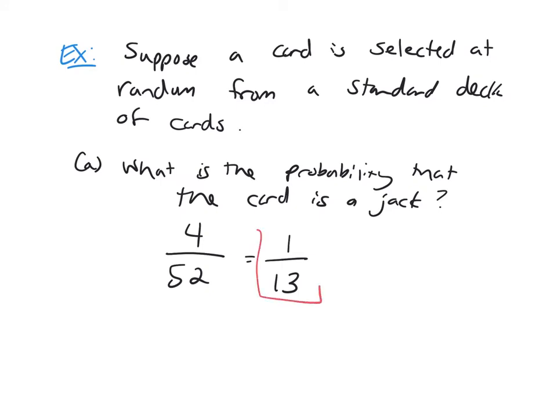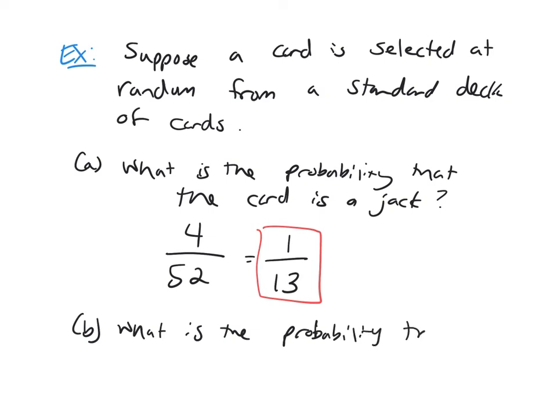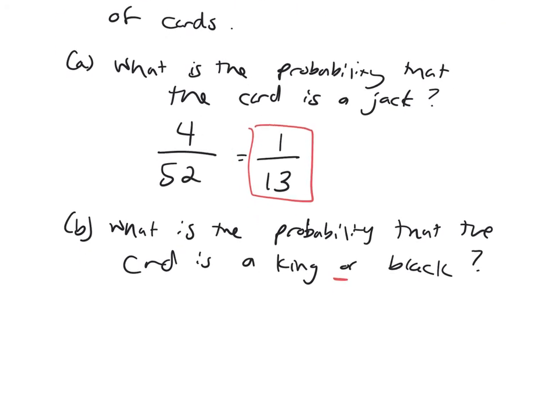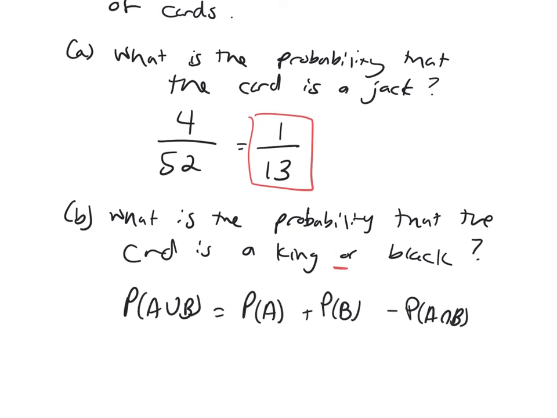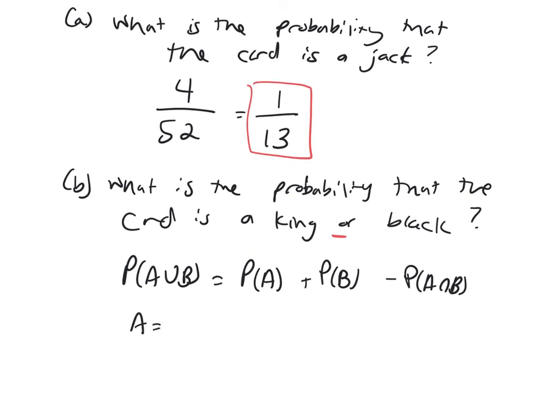Part B, I'm going to ask a follow-up question. What is the probability that the card is a king or black? So here there's an or, so we need to remember how probability for or works. The probability of A or B is the probability of A plus the probability of B minus the probability of A intersect B. So here, let's say A is that the card is a king, B is the card is black.